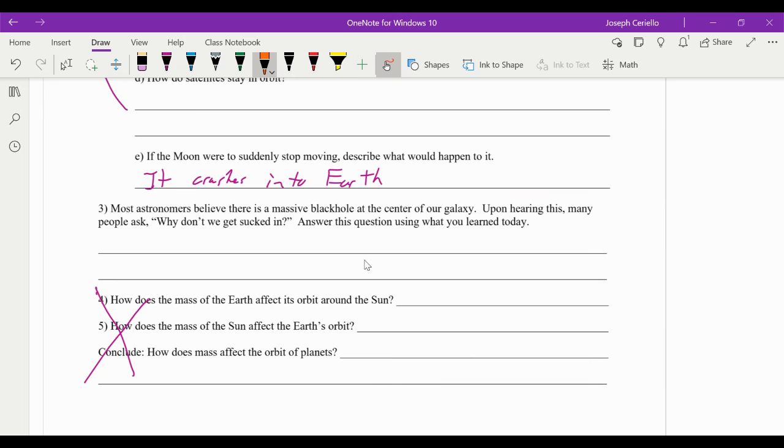In the last part here, if there is a black hole at the center of our galaxy, why don't we get sucked in? Black holes are really strong. Why doesn't everything just get pulled in? And the answer is actually similar to what we've been discussing today. We're moving, okay? And we're moving really fast. So not only is the Earth moving around the sun in orbit, the sun is moving around the black hole at the center of our galaxy really fast.